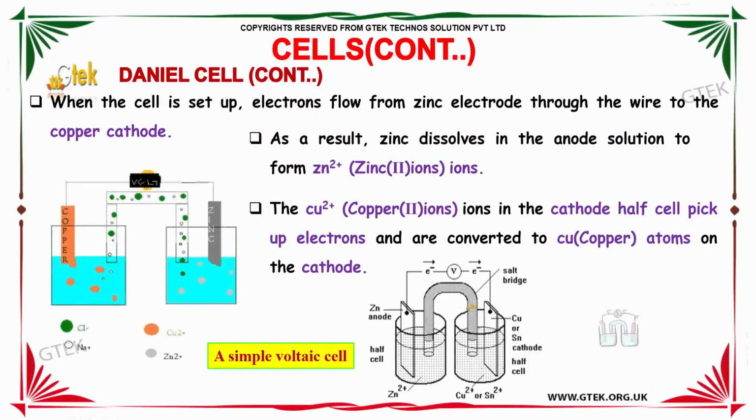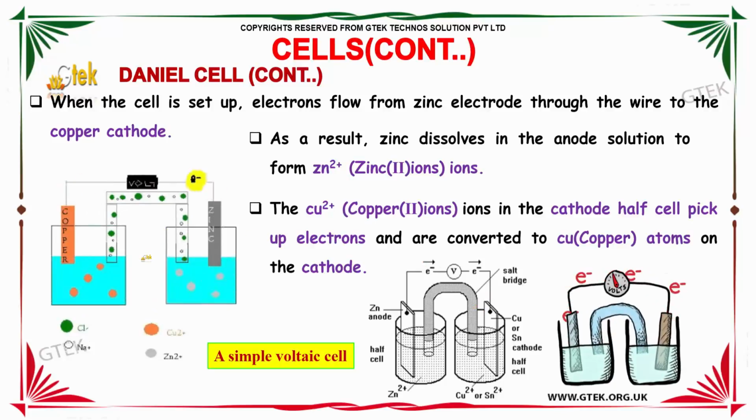When the cell is set up, the electrons flow from the zinc electrode through the wire to the copper electrode, that is the cathode. As a result of this, zinc dissolves in the anode solution to form zinc 2 plus ions. Parallelly, the copper 2 ions in the cathode half cell pick up electrons and are converted to copper atoms on the cathode.